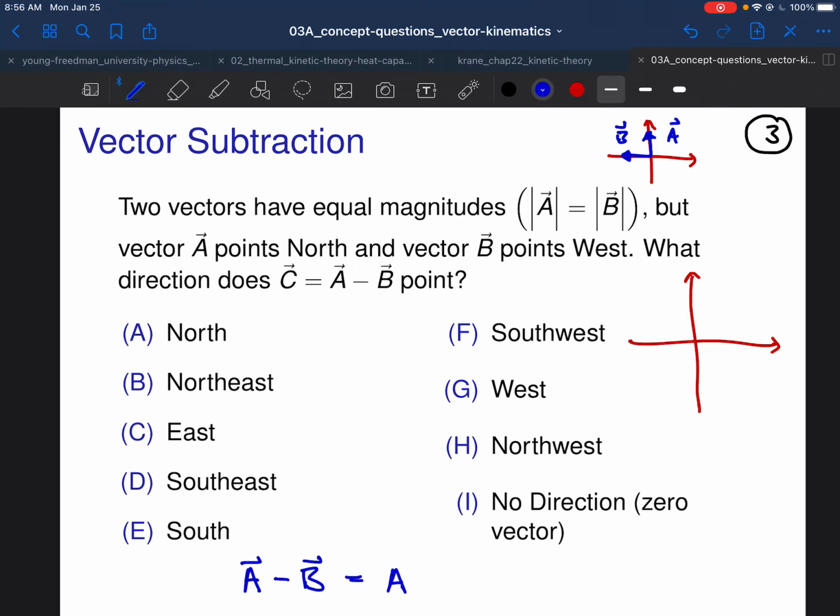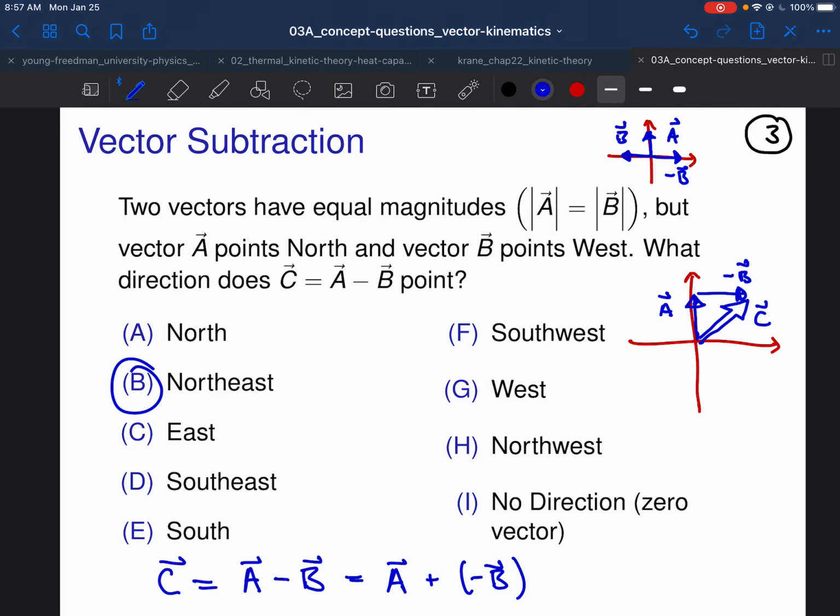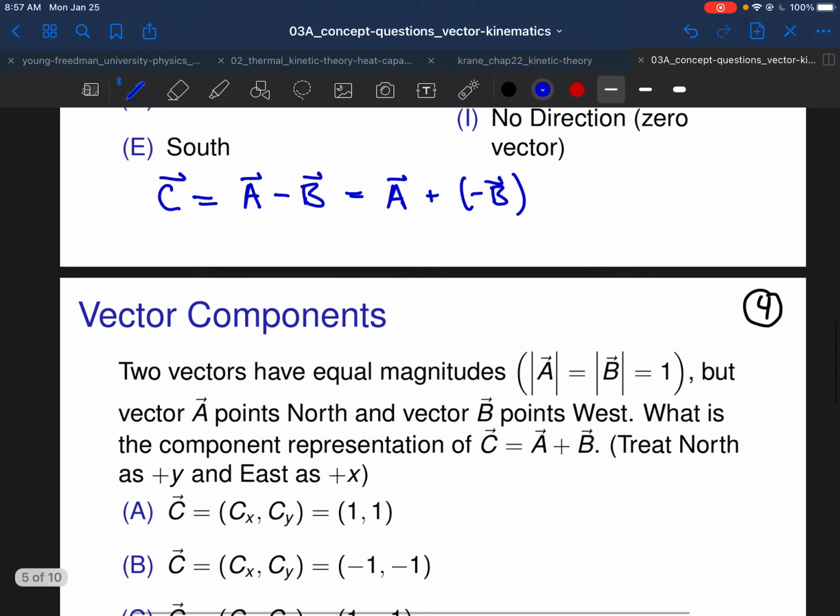A minus B, remember, is A plus the minus B vector. And what is the minus B vector? It's the opposite of the B vector. So this vector here is the minus B vector. And now we just have to add A and minus B. So here's A, and here's the minus B vector, and the resultant goes from the beginning to the end. That's our C vector. So what is that? Well, that's northeast. Where's northeast? B.